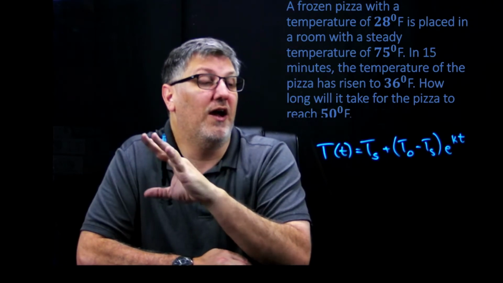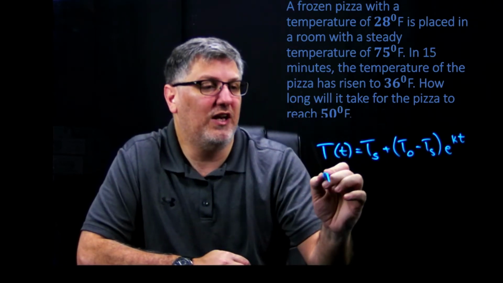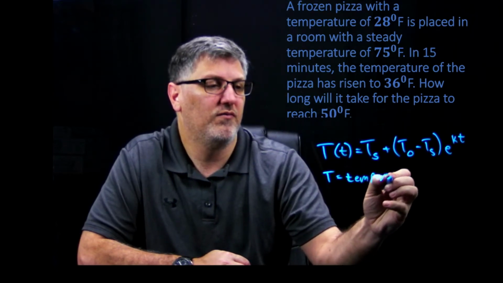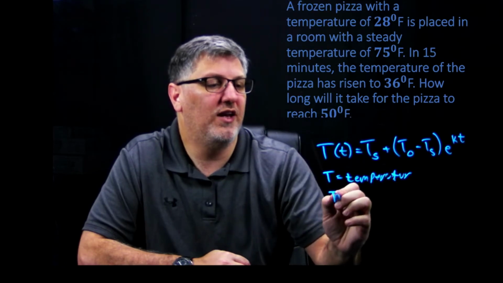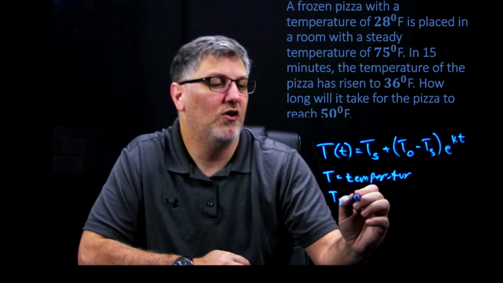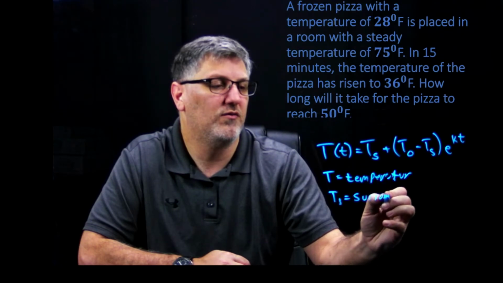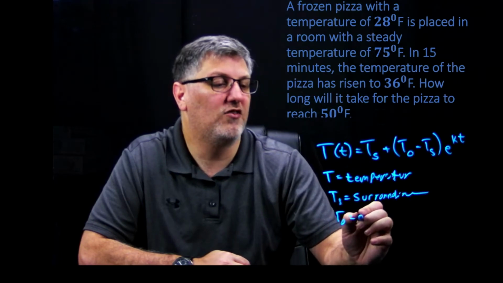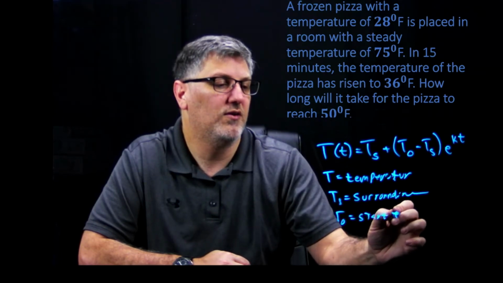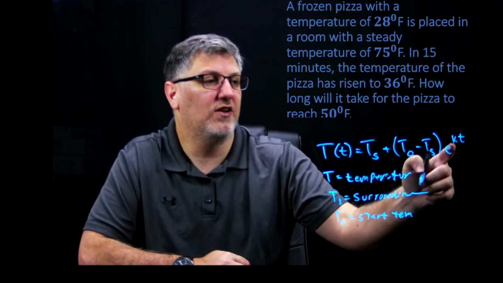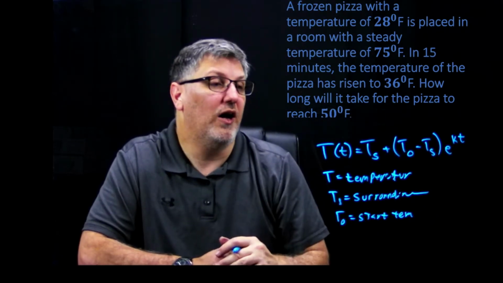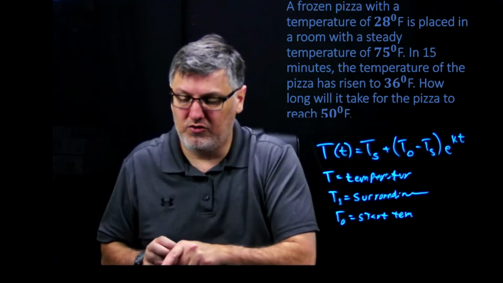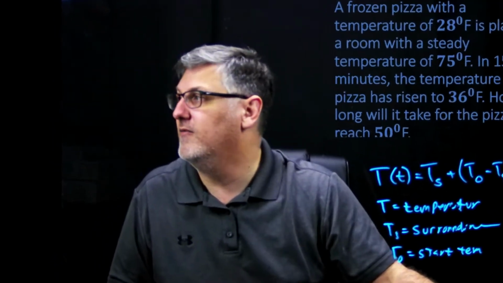All right, now, so capital T is going to be temperature in this formula. So my T sub S is my temperature of my surrounding. Can't spell. My T naught is my start temperature. e is Euler's constant, k is a constant, t is time. All right, so let's dive in and solve this problem. Let's see how long it's going to take that pizza to heat up to 50 degrees Fahrenheit.